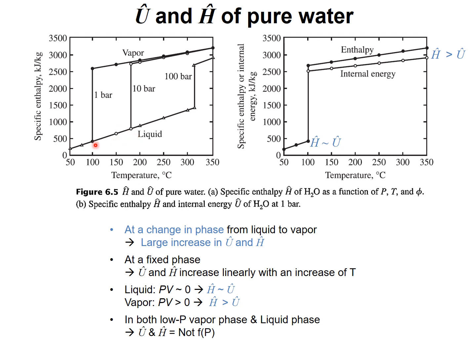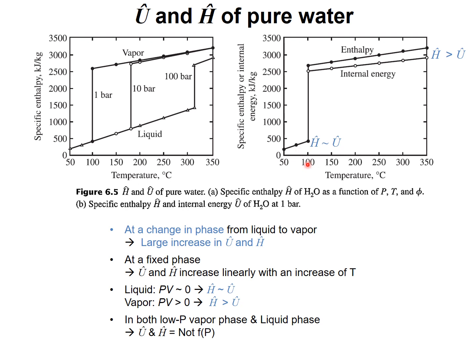How about 100 bar? It shifts to about 315 Celsius degree for the equilibrium. Then there is a steady increase of specific enthalpy in the vapor phase. Okay, that is the first graph. The other thing is we will compare the specific enthalpy and specific internal energy. At low temperature, enthalpy is approximated by the internal energy. It means the PV term can be neglected.